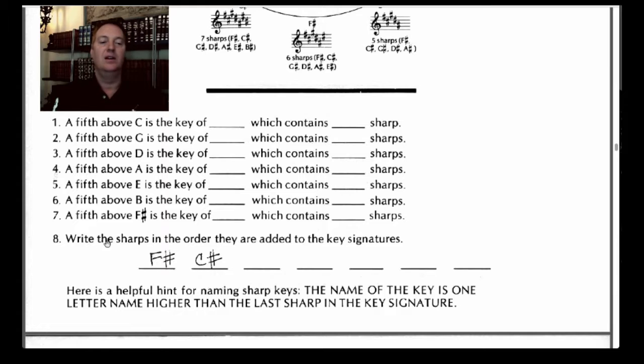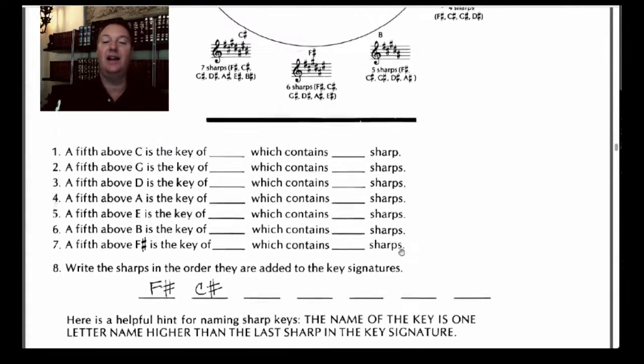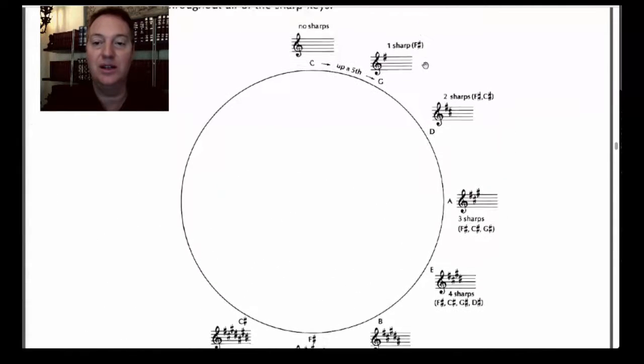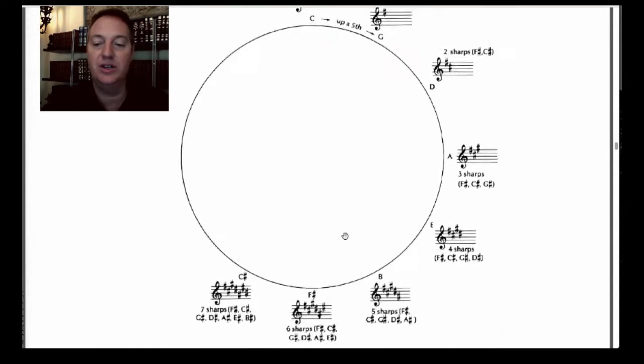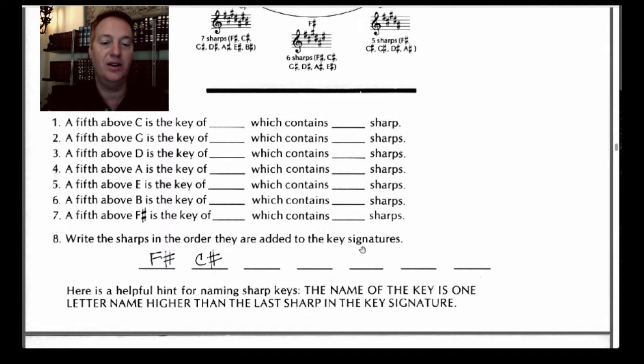Okay? And so then also they want you to write the sharps in order that they are added to the key signature. Now, a little hint would be the first one adds F sharp, then it adds a C sharp, then a G sharp. Down here, they're wanting you to put all of that in here.